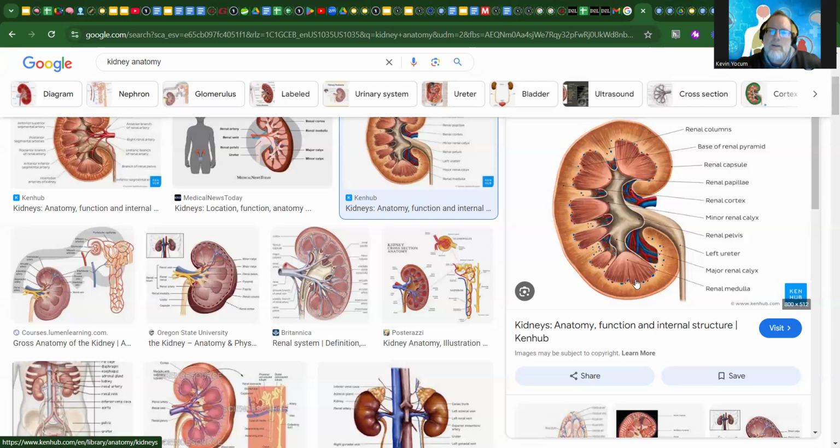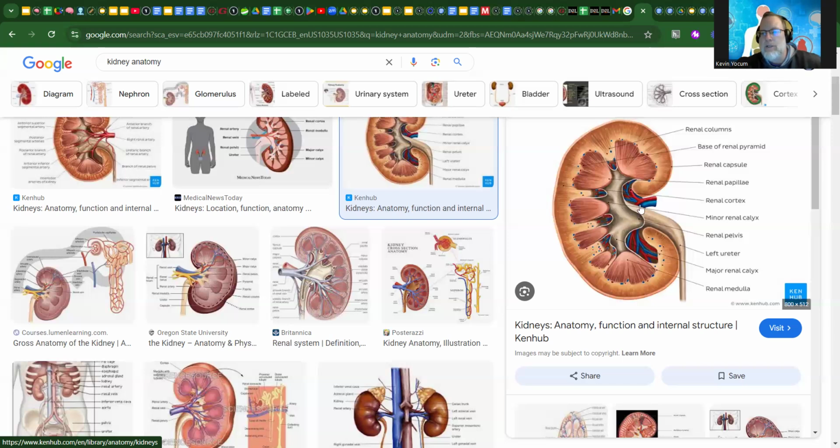And then the urine gets formed and dumped into these renal pyramids. And then you're going to see what are called minor calyces. Here it says renal calyx. So this is a minor calyx and another minor calyx. These are all minor calyces. And then they're going to dump into what are called major calyces. So that's what this is, a major calyx and another major calyx.